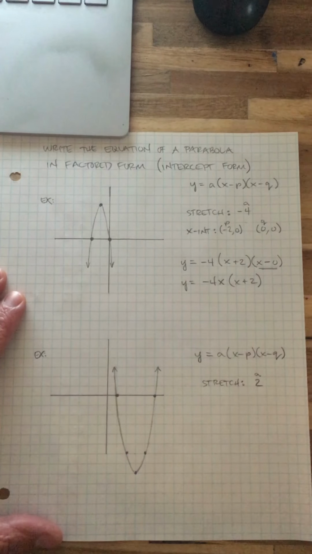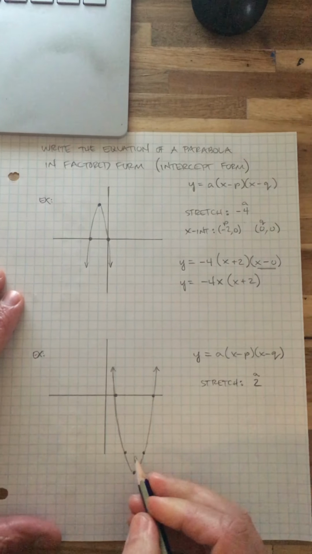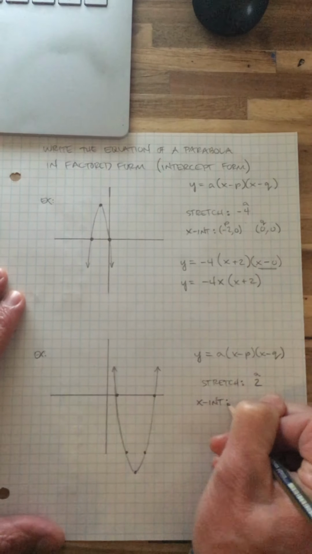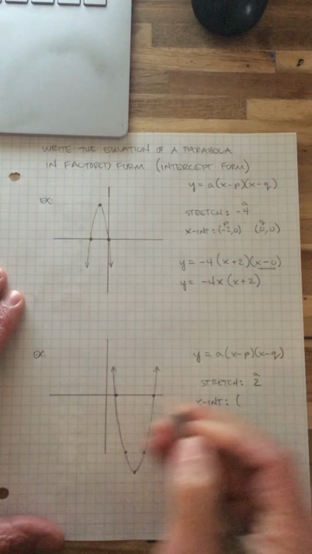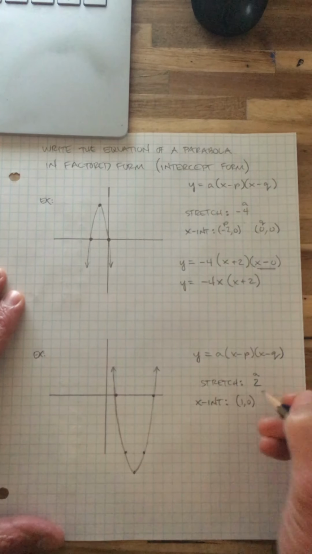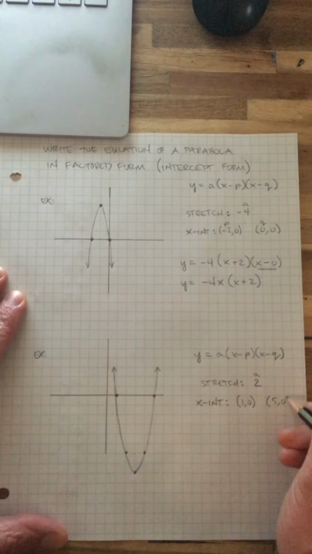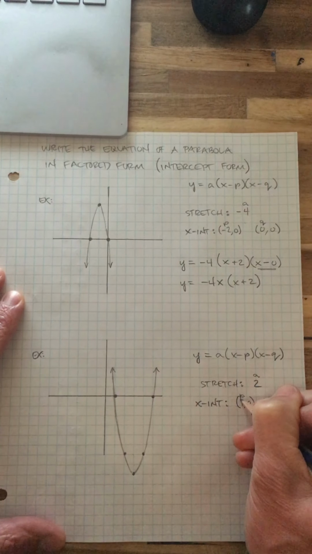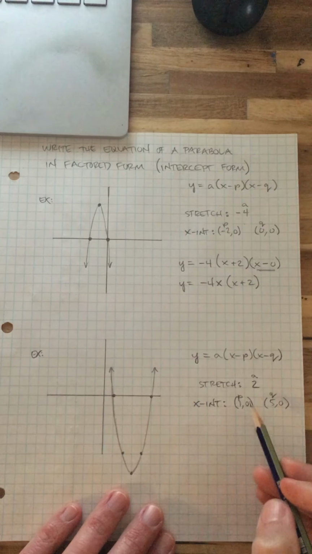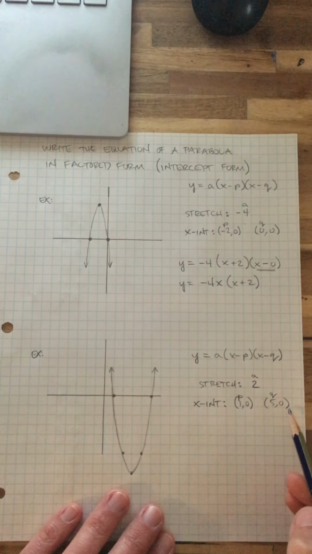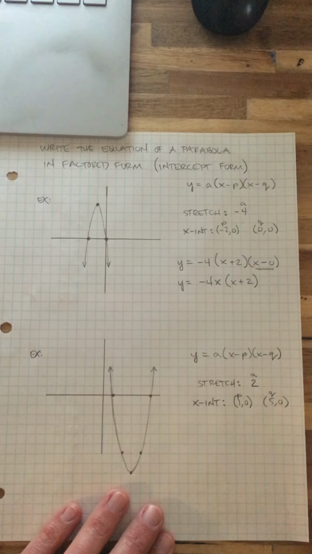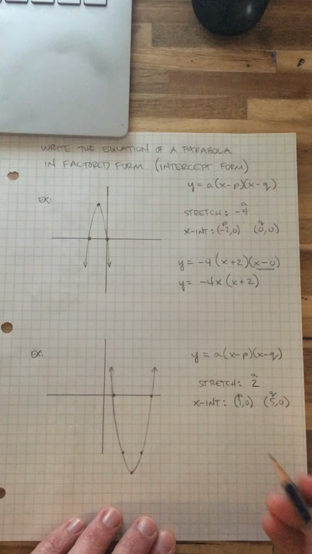That's my a value, right? Stretch is up 2 over 1. All right, and my x-intercepts would be 1 comma 0, and let's see, 1, 2, 3, 4, 5 comma 0. So there's my p, and here's my q. Just something to point out: notice every time we have an x-intercept, the y-coordinate is always 0. So just keep that in mind. I'm going to show you something later. That's just foreshadowing.